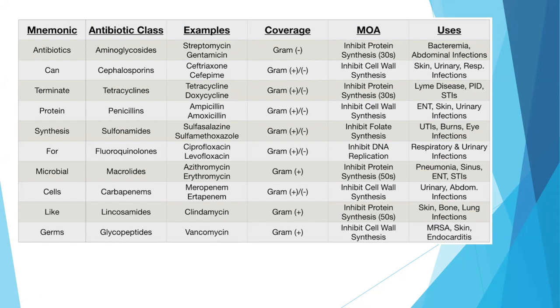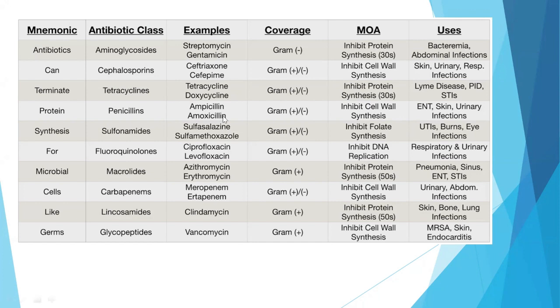Talking about tetracyclines, examples are tetracycline and doxycycline. They cover the gram-positive and gram-negative, and they inhibit protein synthesis. They can be used in Lyme disease, pelvic inflammatory disease, or sexually transmitted infections. Talking about penicillins like ampicillin and amoxicillin, they cover the gram-positive and gram-negative, they inhibit cell wall synthesis, and they are used for ENT, skin, and urinary infections.